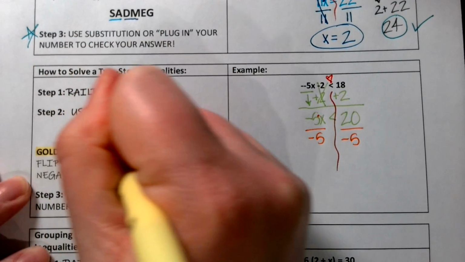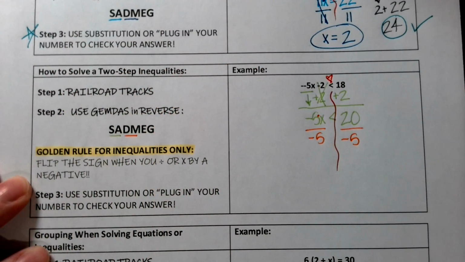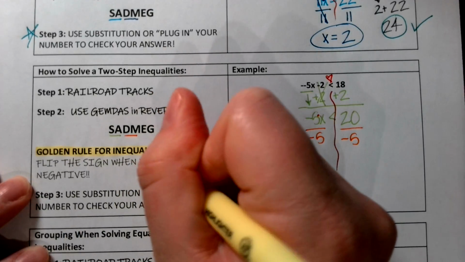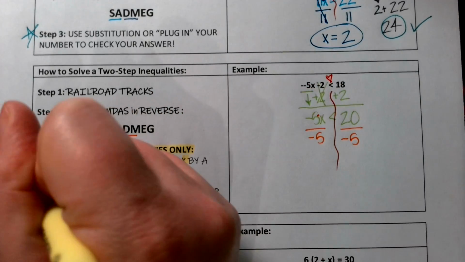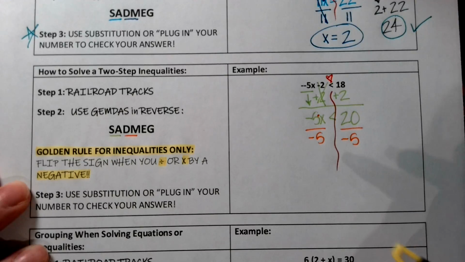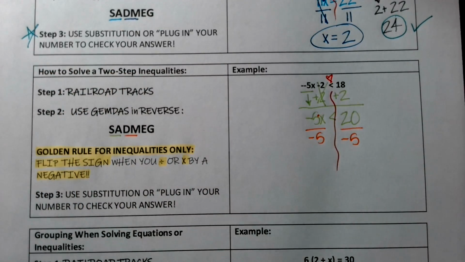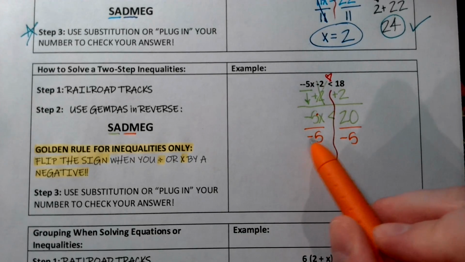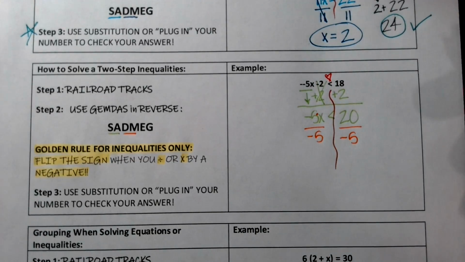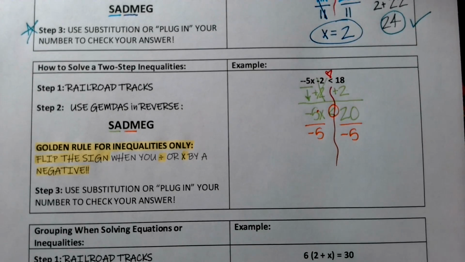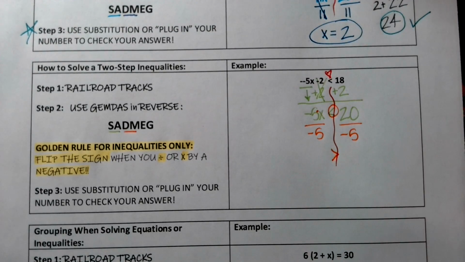We have this golden rule for inequalities. Remember, if you multiply or divide by a negative, you have to flip the sign. So on this problem, we're dividing by a negative. So this sign needs to go the other direction now.